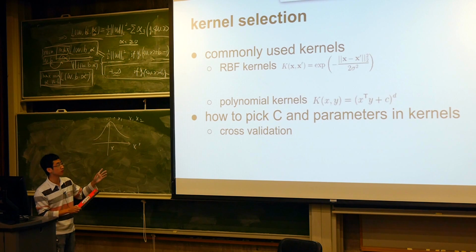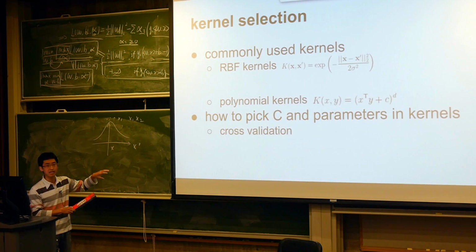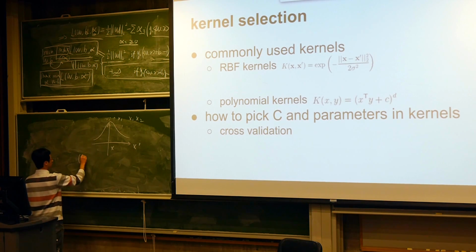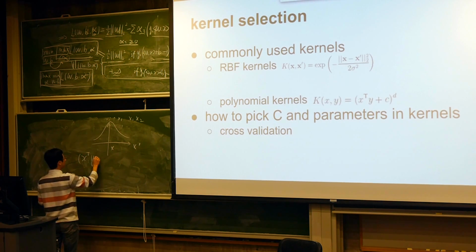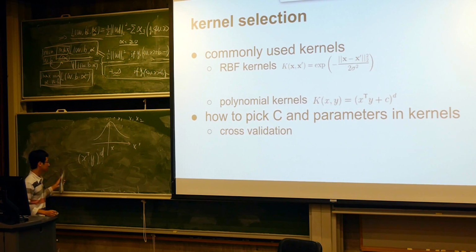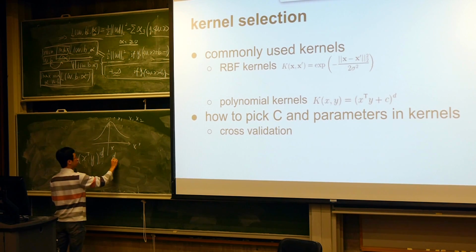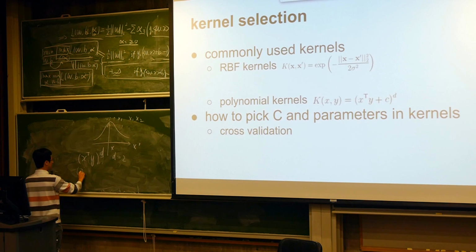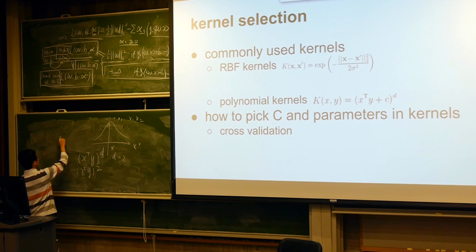For the polynomial kernel, this is the inner product of two points to the power of d. So we first ignore the c here, to the power of d. If we have d equal to 2, then this becomes, suppose x is in 2 dimensions, right? We can expand this.